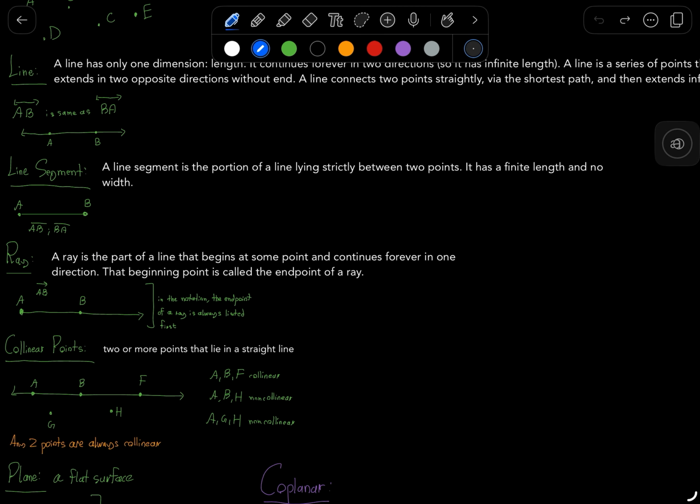An important thing to know about line segments is their finite length, which means that they don't go forever in one or two directions. They're just finite, they have one specific length, and they just stick to it.